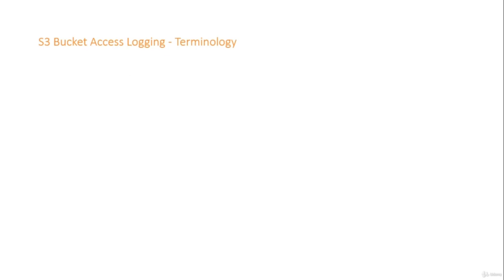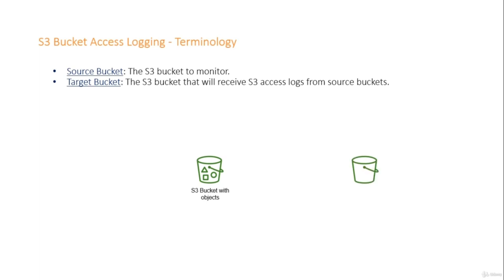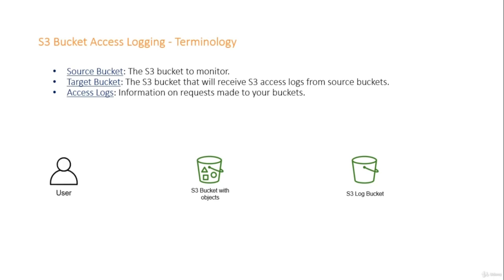Let's see the access logging terminology. Here we have the source bucket. It is the bucket that we want to log, and then a target bucket where logs will get stored. And finally, access logs, which record information about requests made on our bucket like put, get, and delete actions. Let's see the flow of logs. Once the user makes a put object request into an S3 bucket, S3 monitors that request and writes logs to the target bucket.